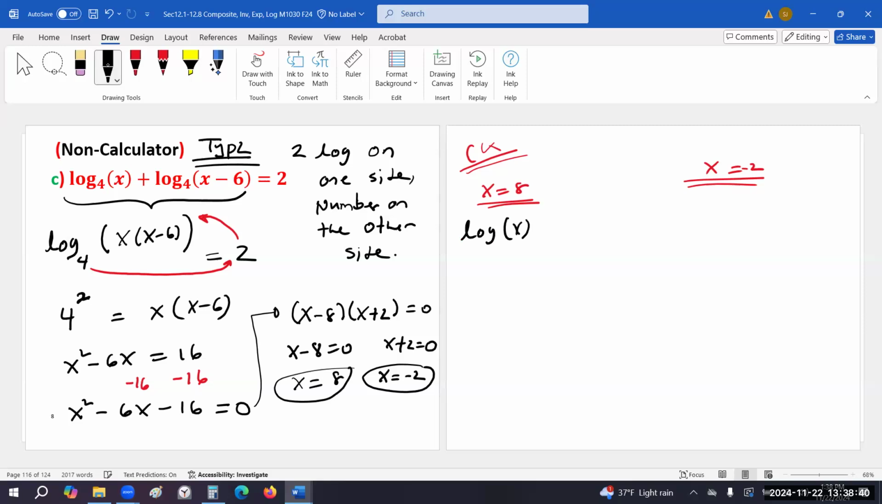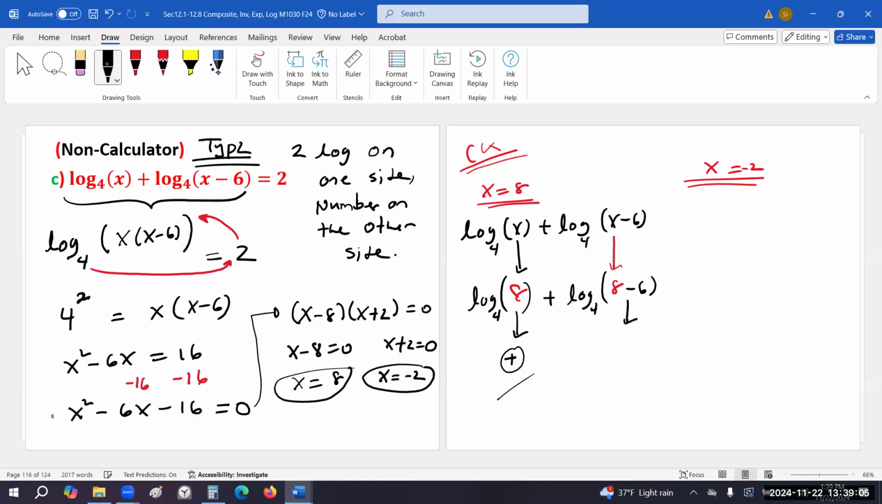So we have log x plus log x minus 6. When our x is 8, this becomes 8, this becomes 8. So we have log 8 and log 8 minus 6. 8 is positive, so we are fine. 8 minus 6 is positive, so we accept. So we clearly accept x equals 8.